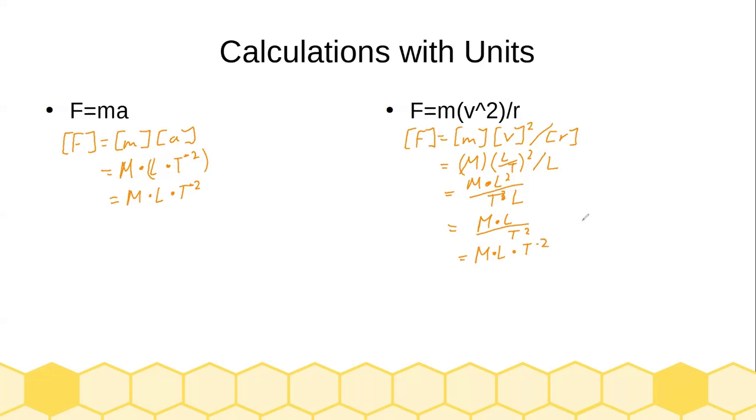So that's a way that we can check that our assumptions are right, because the units for force in both F equals ma and F equals mv squared over r are going to give you the same units, which means that if nothing else, this is physically something that we can consider to be true.